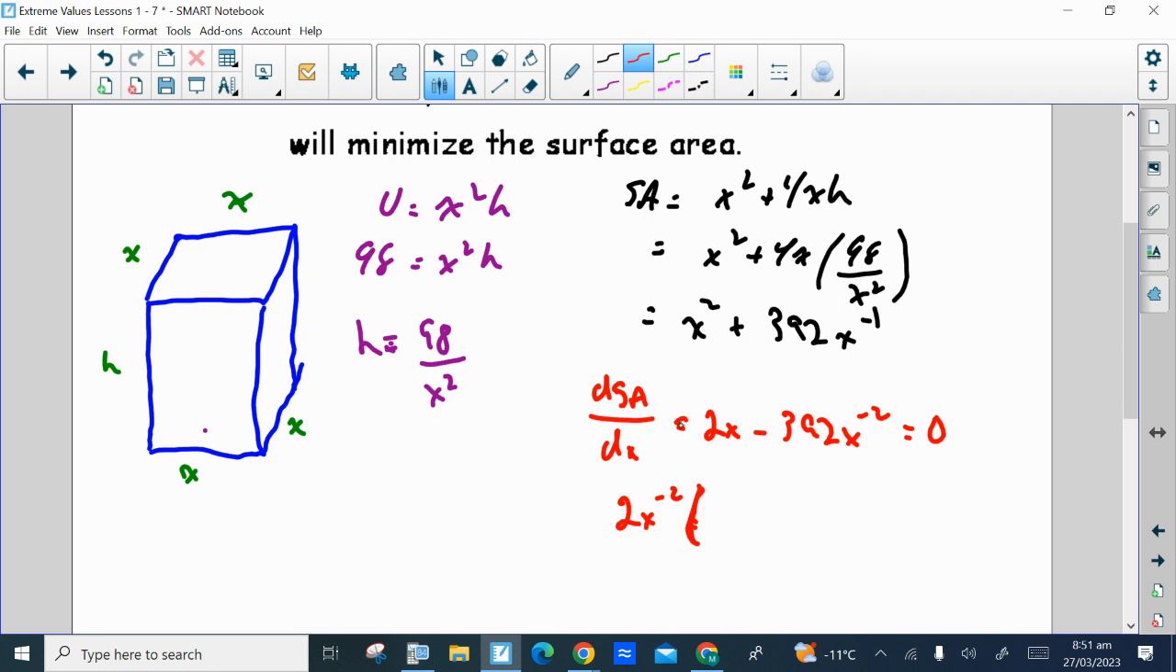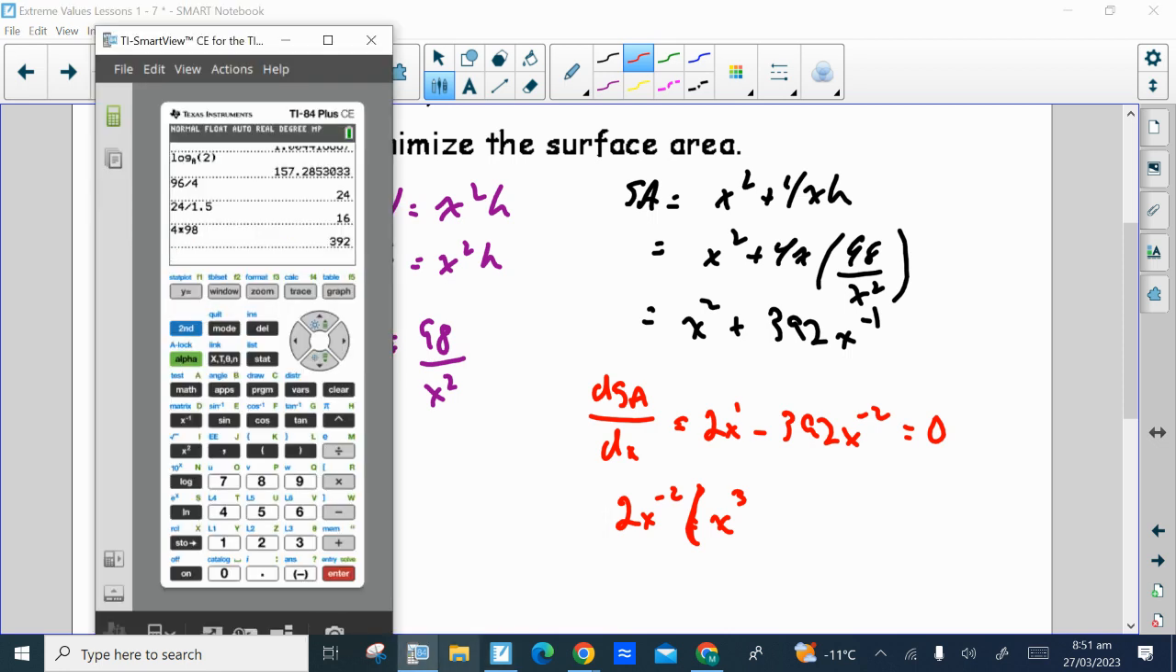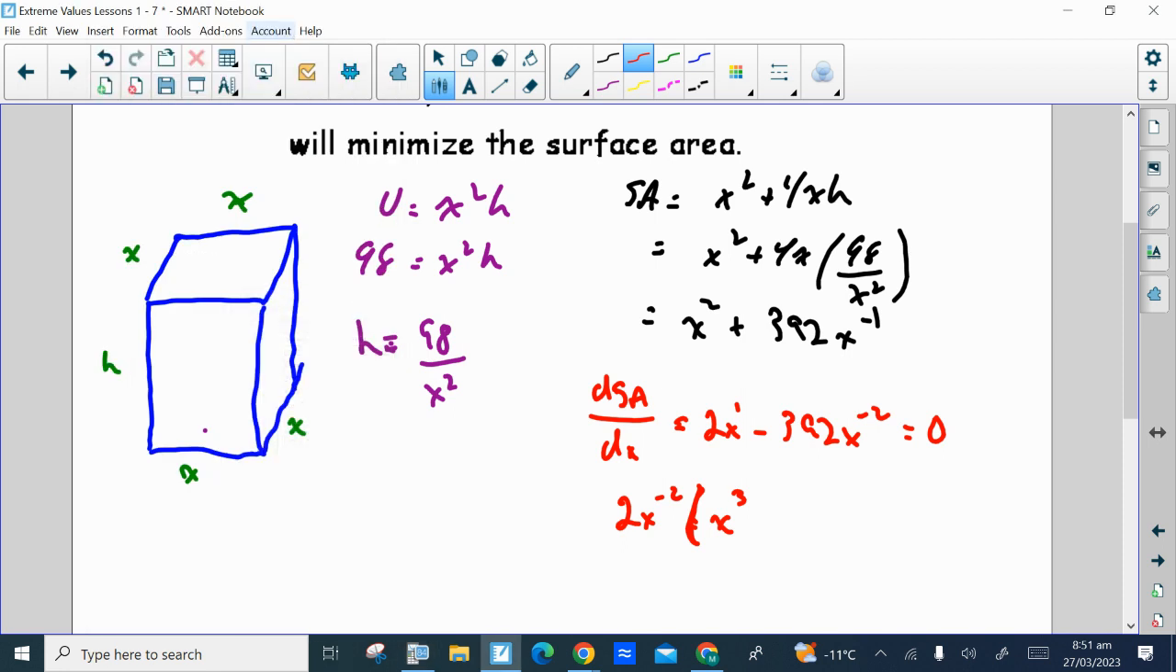So when you divide the first term by 2x to the negative 2, the 2's cancel. When you divide the x's, you subtract the exponents. 1 minus negative 2 becomes 1 plus 2, which is 3. When you divide 392 by negative 2, what is that? 196. So it'll be x cubed minus 196, and then the x to the negative 2's cancel.